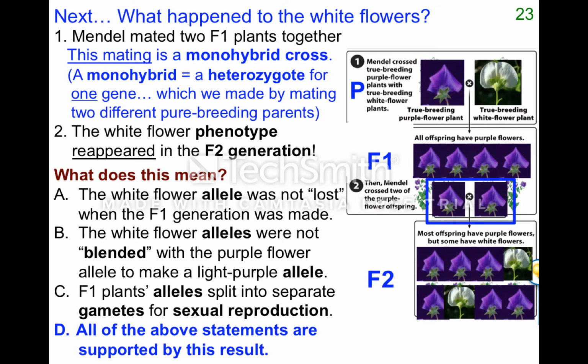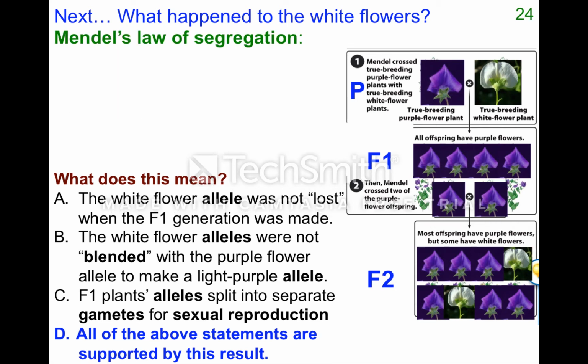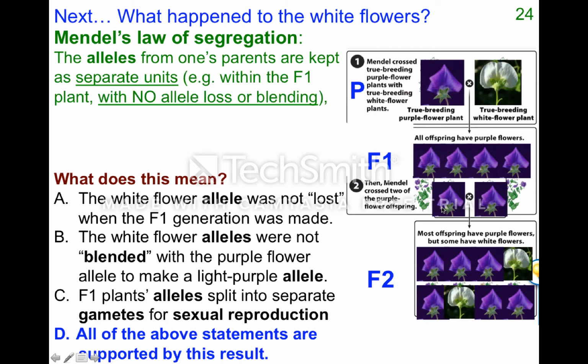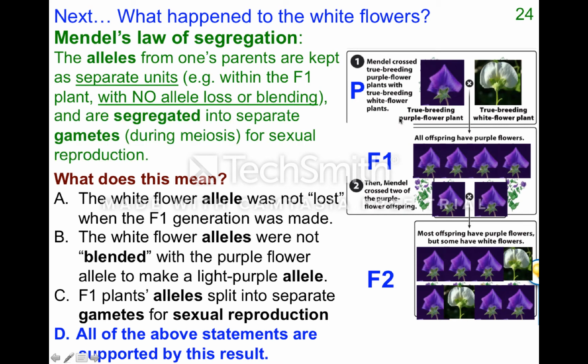Okay, so we'll explore this a little bit further here with Mendel's laws. One of Mendel's first laws is the law of segregation. The law of segregation basically says that the alleles that these plants got from each parent are kept as separate units. So 1 copy of purple, 1 copy of white is kept within this plant, kept separately. Don't blend them, they don't get lost. They're both in existence inside every cell of this plant. Okay. Then when this plant does meiosis to produce pollen or produce ovules, it then separates those parental alleles. So either just 1 purple or just 1 white allele gets passed on to its offspring.